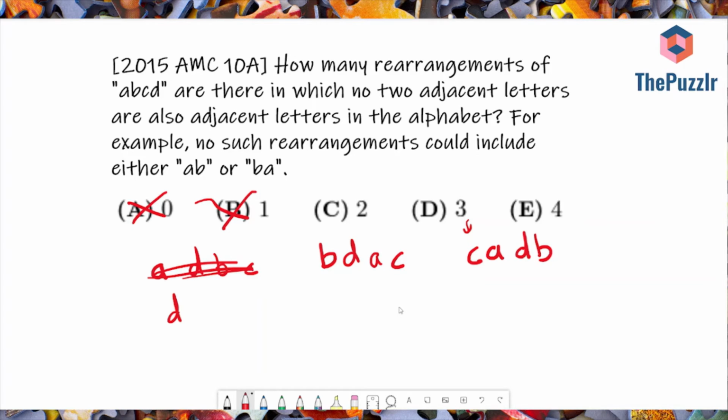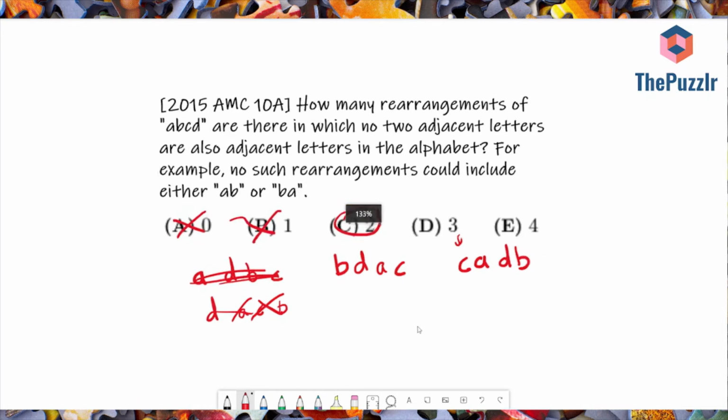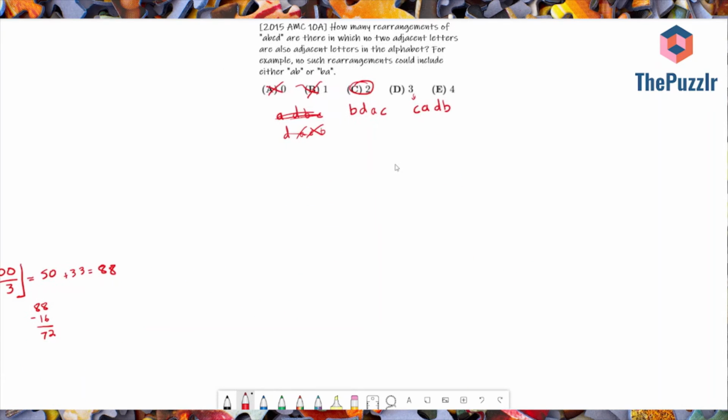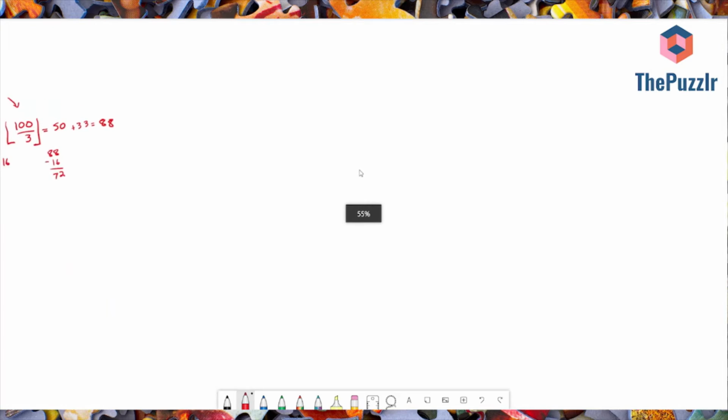Let's see if there is. D, if you have B here, then there's no choice for the third letter since A or C can't go here. And if you have A, then C, B can't go here because C and B don't work. So there's 2 choices for this one, and we're done. Okay, let's move on to the next problem.